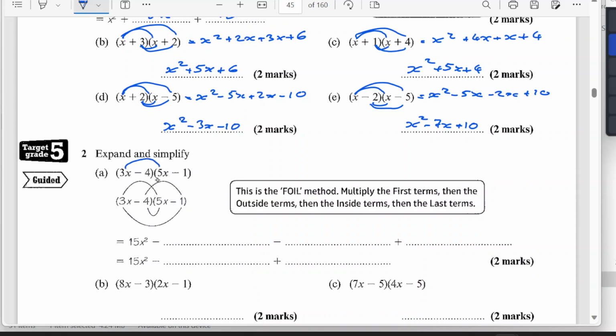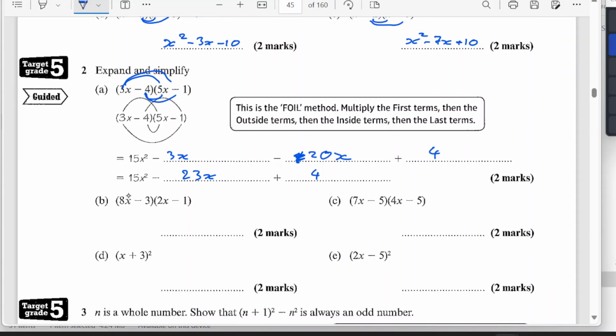So I would treat this as 3x times by 5x would give me 15x squared. 3x times by minus 1 would give me minus 3x. Minus 4 times by 5x would give me minus 20x. We've already got the minus, but I'll get rid of that one. And then minus 4 times by minus 1 would give me plus 4. And then minus 3 minus 20 would give me minus 23x plus 4.